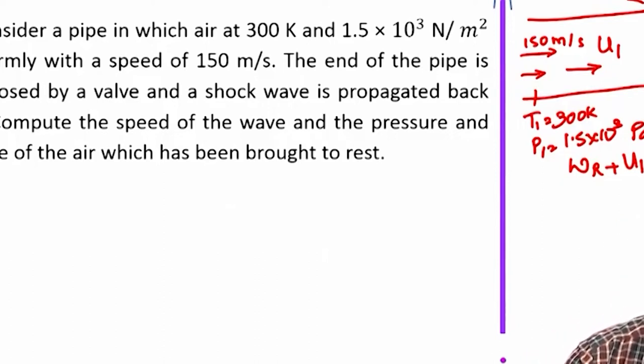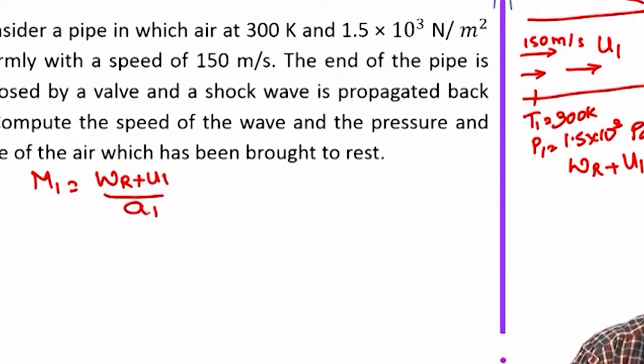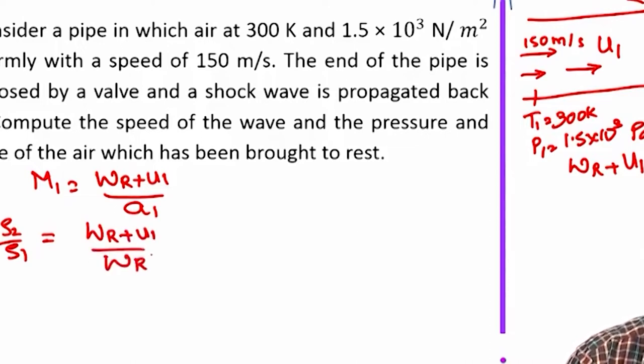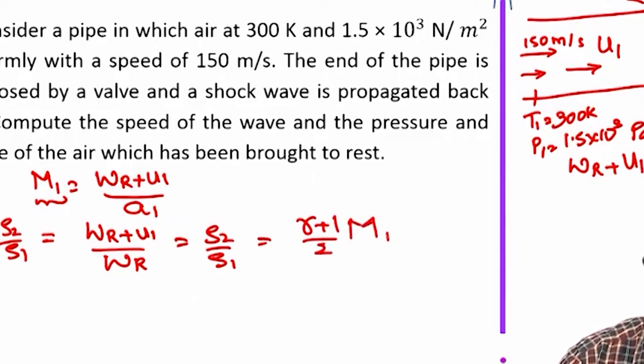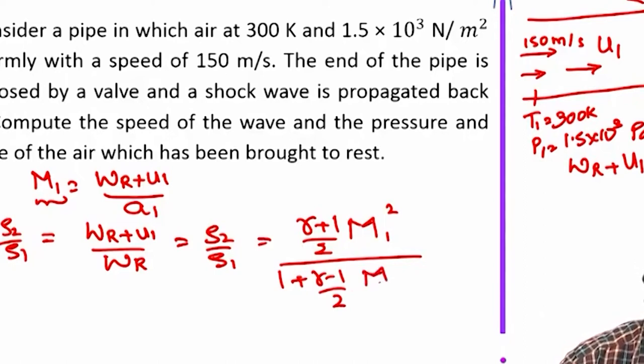So if I say in the stationary frame of reference, what is M1? M1 is WR plus U1 by A1. Now, also consider what is U1 by U2. U1 by U2 is rho 2 by rho 1, which is WR plus U1 by WR, equal to rho 2 by rho 1 of the shock, which is for the shock with the Mach number M1. This is well known, it is (gamma plus 1) M1 square by 2 plus (gamma minus 1) M1 square.